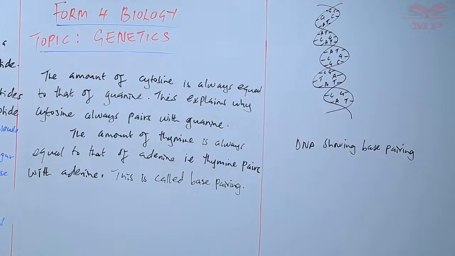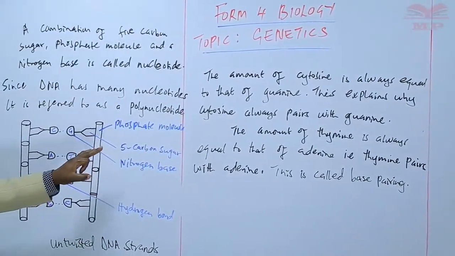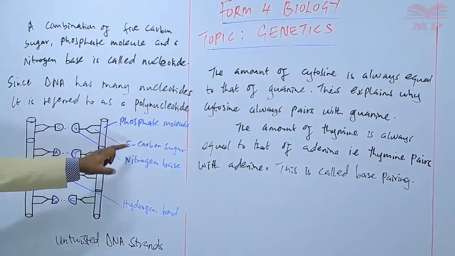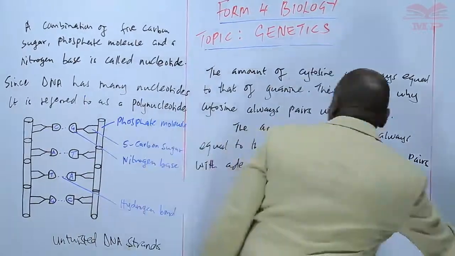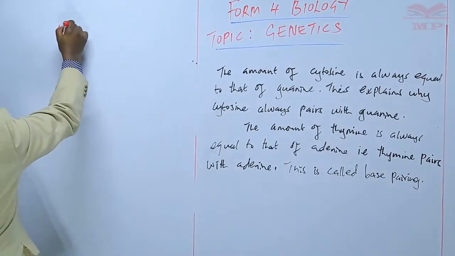And then the diagram here illustrates the base pairing, just like that, but showing the other components of the DNA, the phosphate and also the 5-carbon sugar. We'll have an assignment at that point.